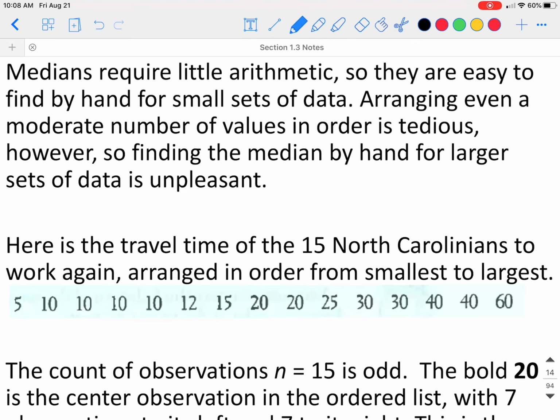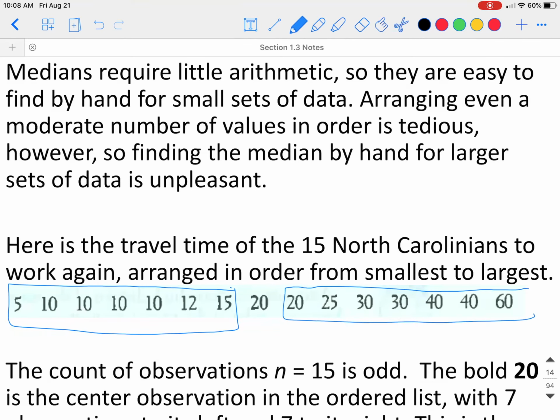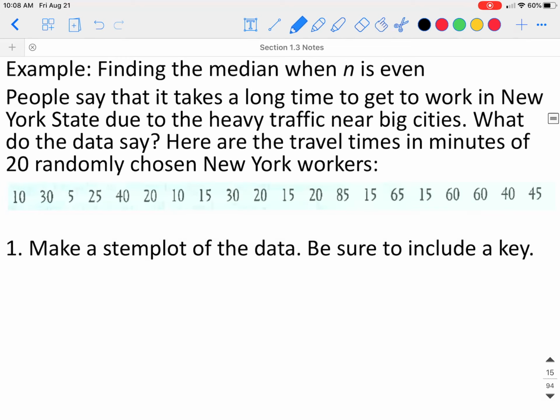So if we look at the travel times for the 15 North Carolinians to work again, and we arrange them in order from smallest to largest, we know there's 15. So if we have 7 observations to the right and 7 observations to the left, we know half of 15 is 7.5. So the 8th value would be the median. So 20 would be the median of this data set.